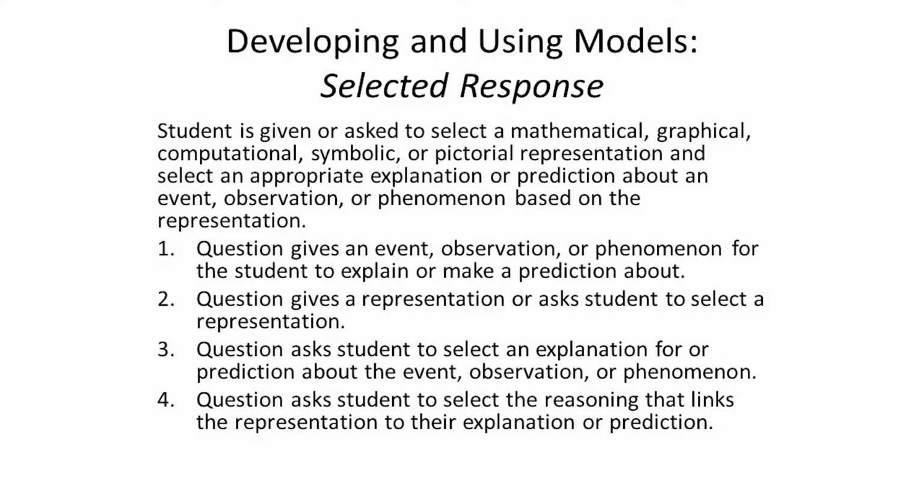So it's going to give an event, observation, or phenomena. So that's pretty much the same. But in this case, it gives a representation and asks the students to select a representation. So here, clearly, the students are not going to draw on a selected response. And then it asks the students to select an explanation. So you're giving them choices of explanations or a prediction about that event, observation, phenomena. And then finally, as part of that choice, they have to be making decisions about the reason why that explanation or prediction would be correct.